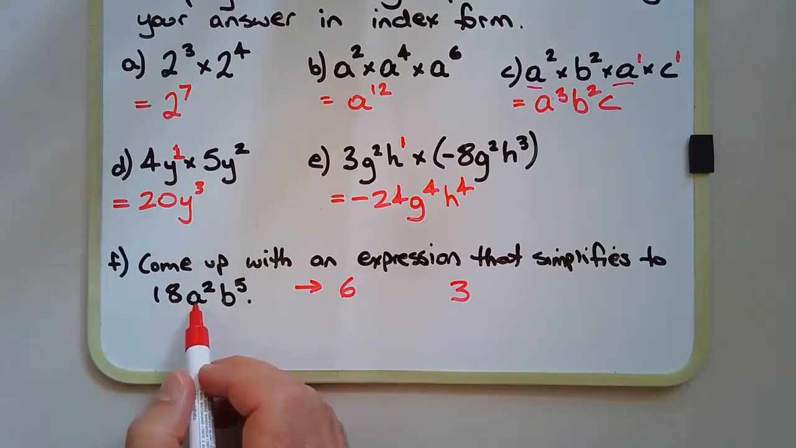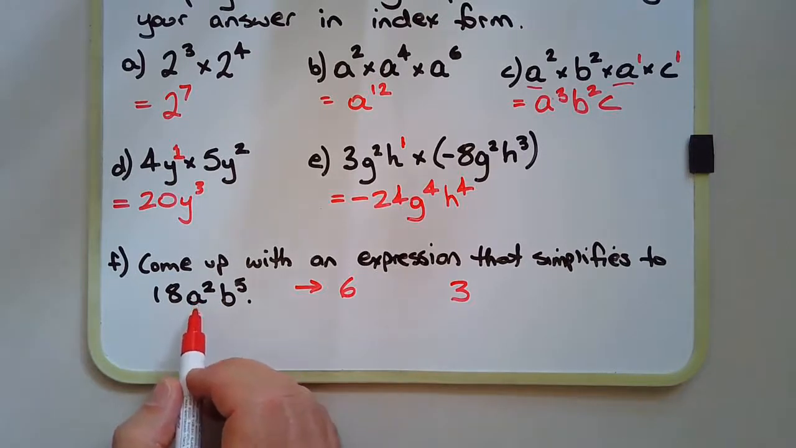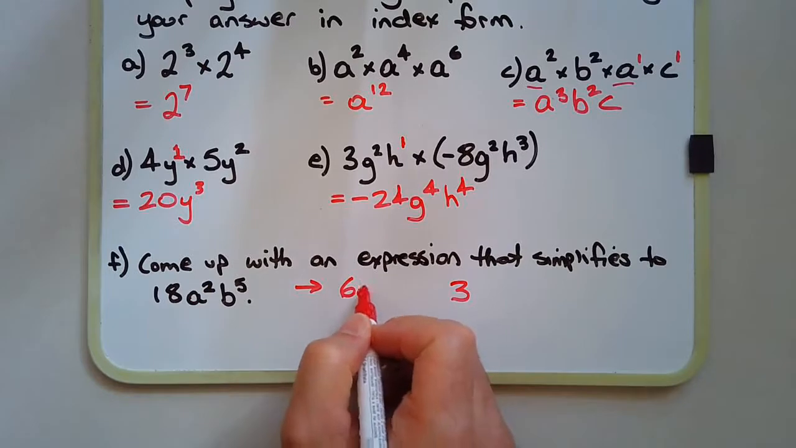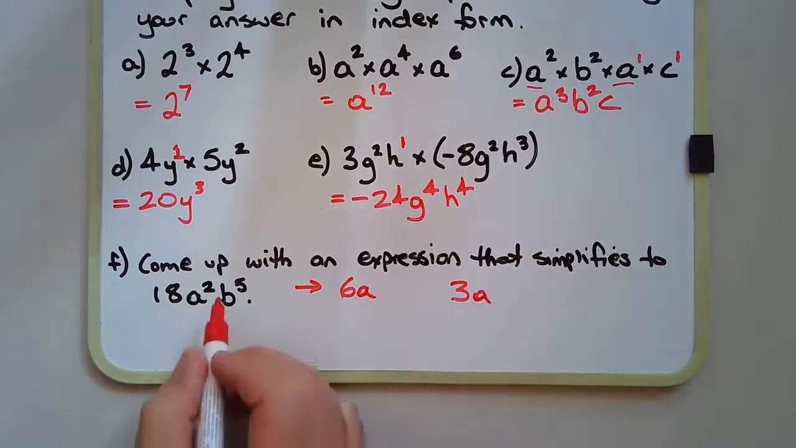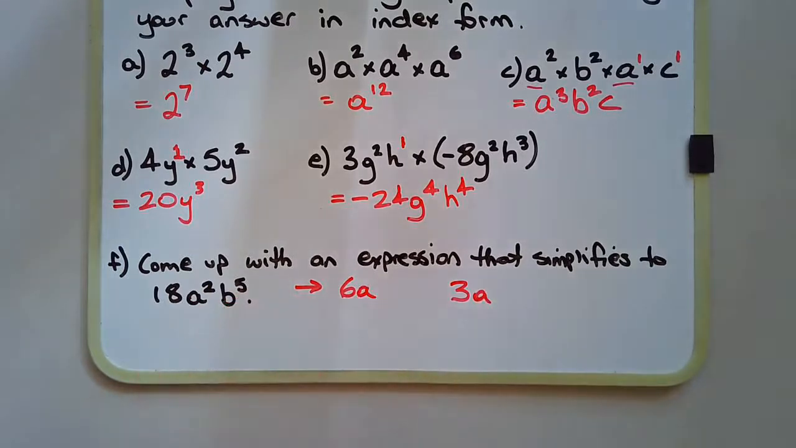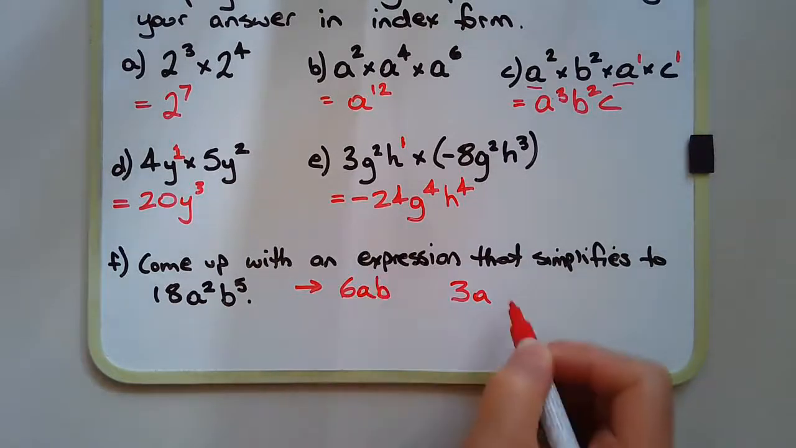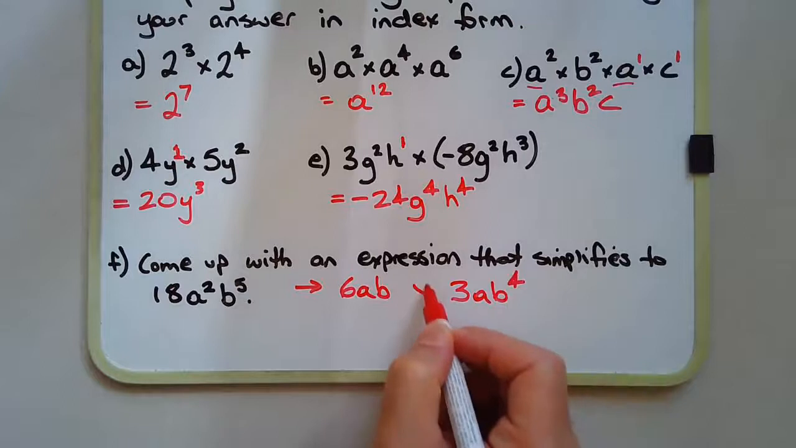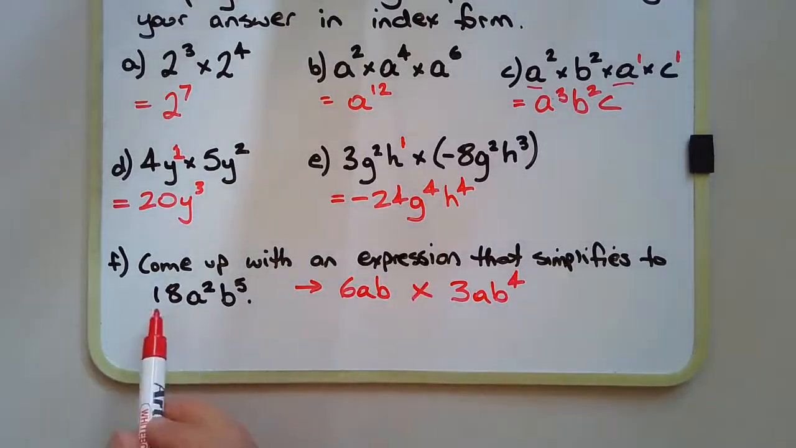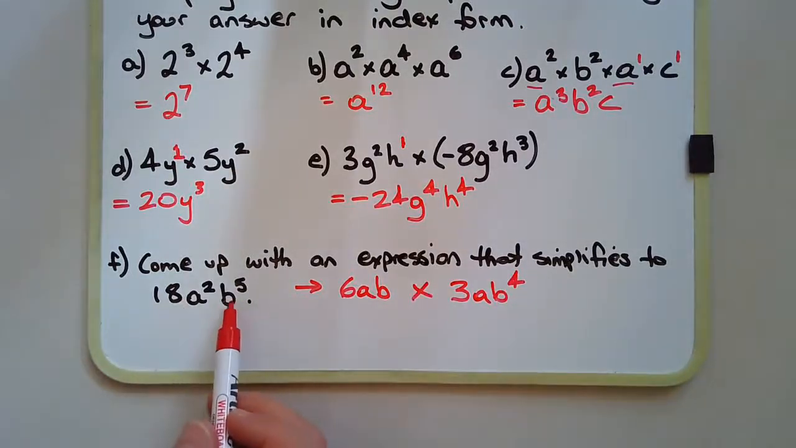And 2 terms with the same base that multiply to give you a squared. Well, I can put an a here and an a there maybe. And for b to the 5, I don't know, b and b to the power of 4. Multiply those together and I'll get 18a squared b to the 5. Now can you think of another one?